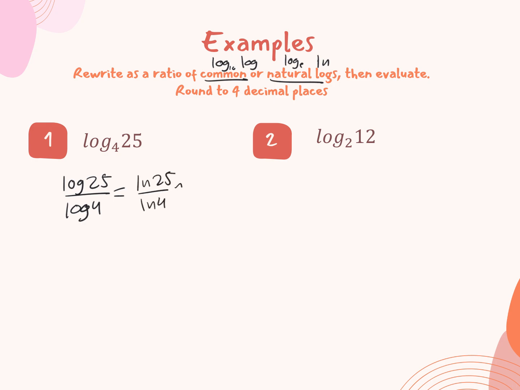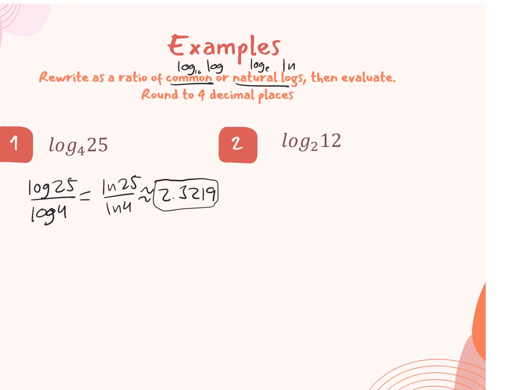And then you can approximate this to 4 decimal places, and it's approximately 3.219. All right, so that's to 4 decimal places. We can do the exact same thing with the next one. We can say that this is log of 12 over log of 2, or we can say that this is ln of 12 over ln of 2, and then once again, this is much easier to plug into your calculator.